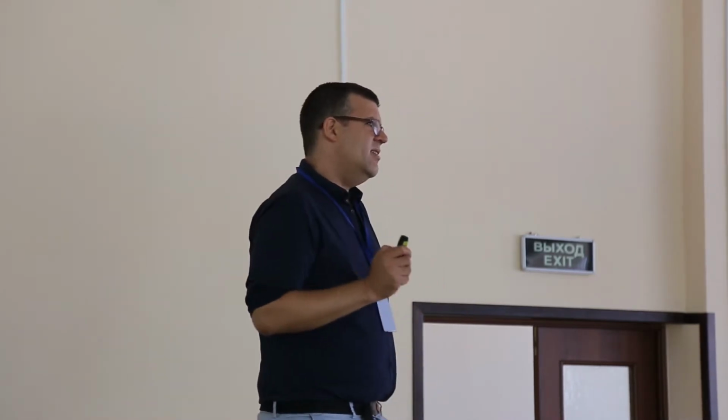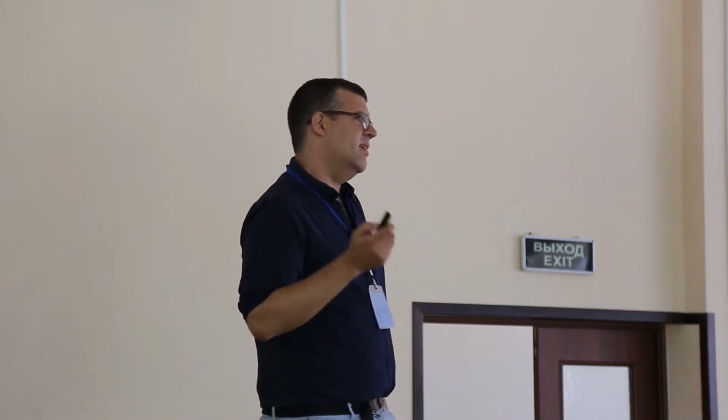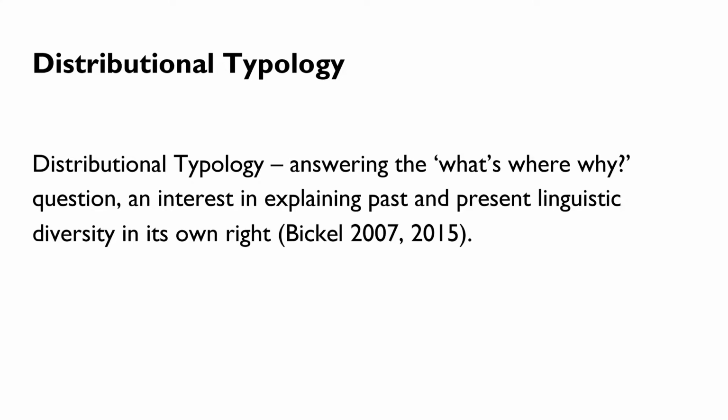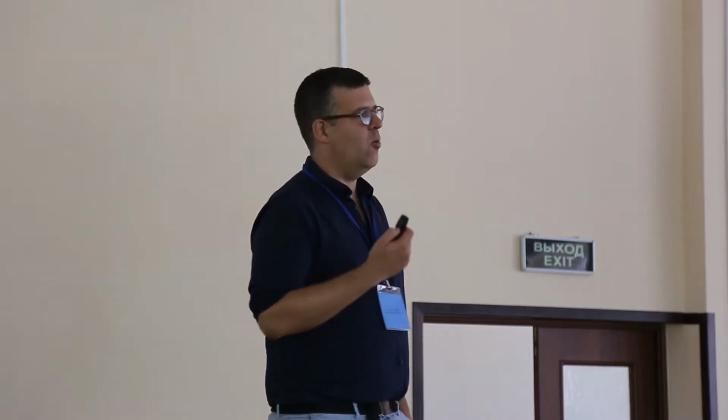And this is very easy to capture because basically what distributional typology is looking at is not necessarily classical Greenbergian universals, but rather answering the question, what's where, why, and you can add to this when. All right? So what linguistic properties, where are they, why are they there? All right? And the why is actually the search for causal theories.